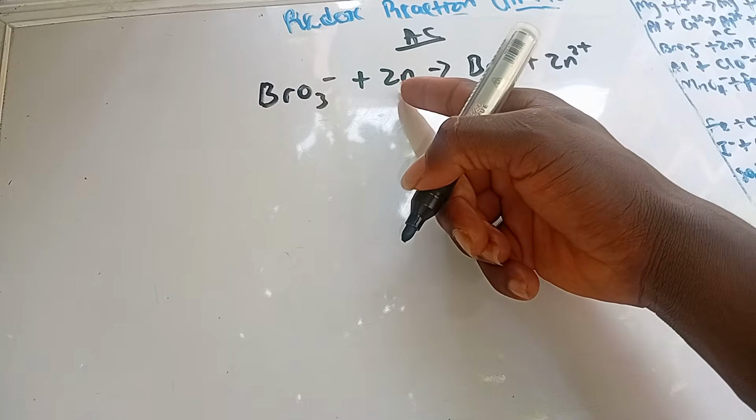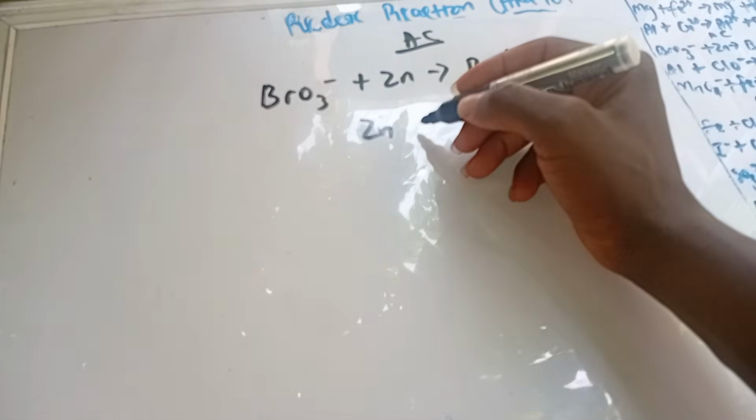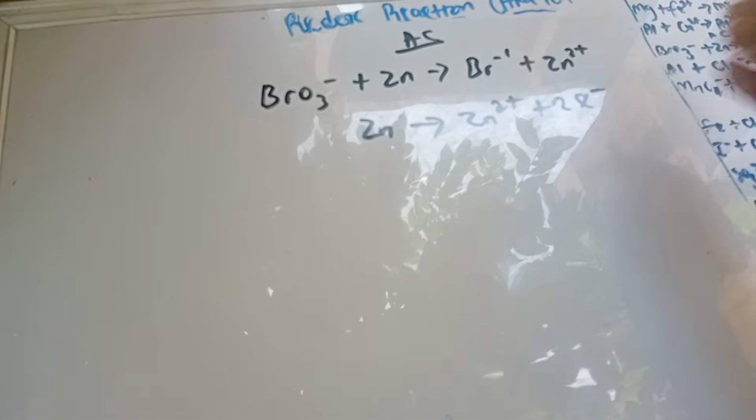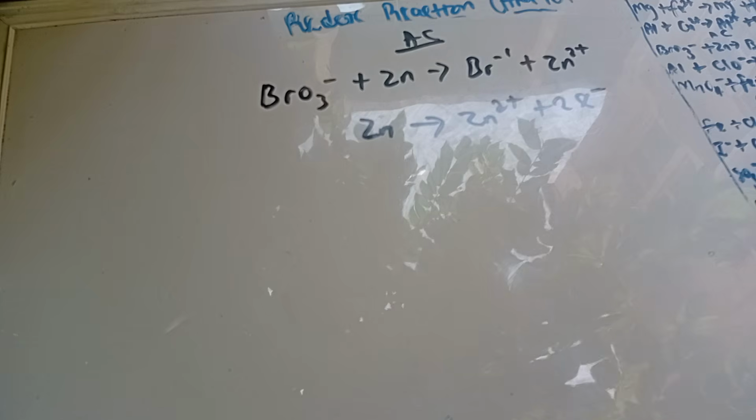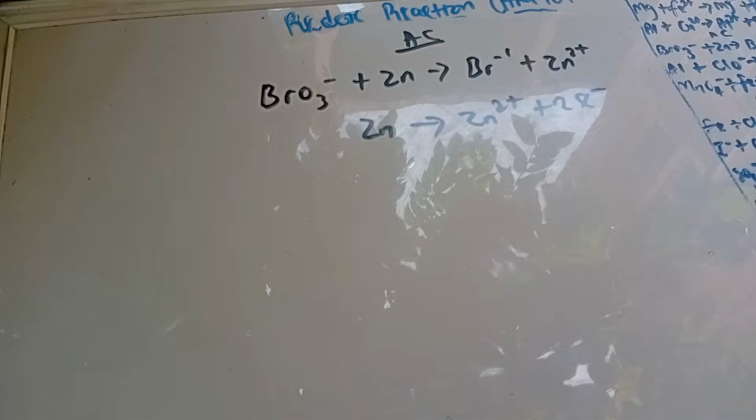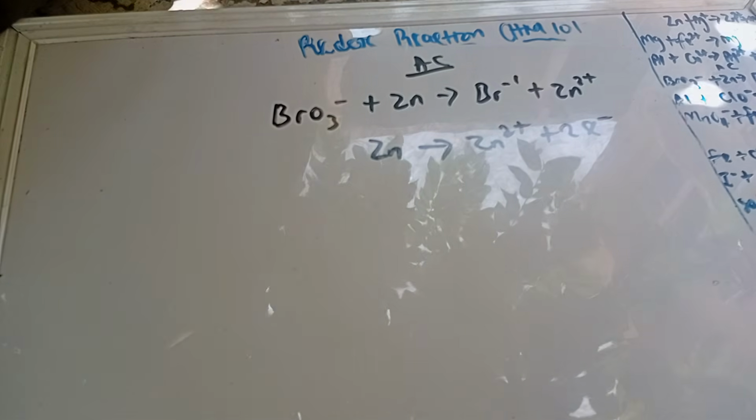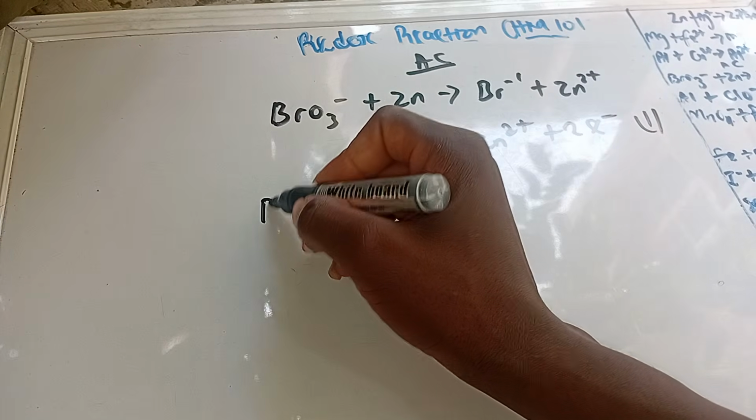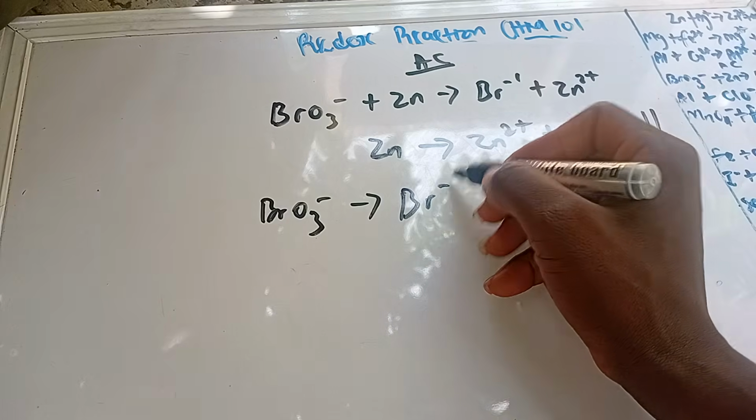Now, this should be the oxidation. So here we have Zn from 0 to 2+. Zn oxidizes to give Zn2+ plus 2e-. This plus 2e- was initially minus 2e- on the left side, but because we can't leave that subtraction on the left side, we have to bring it to the right side. So let's say this is equation 1. Now we also have BrO3- to give us Br-.